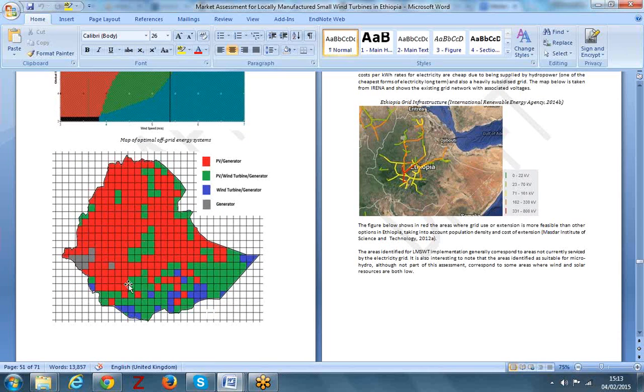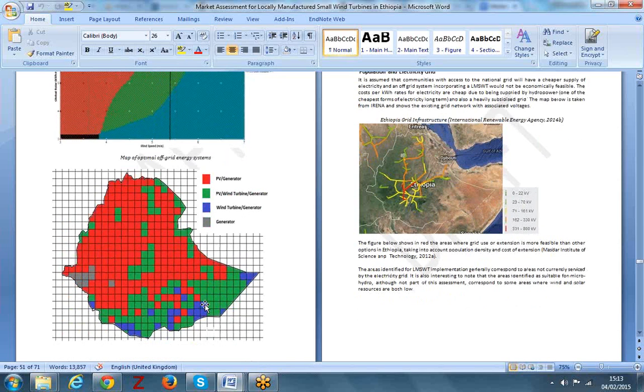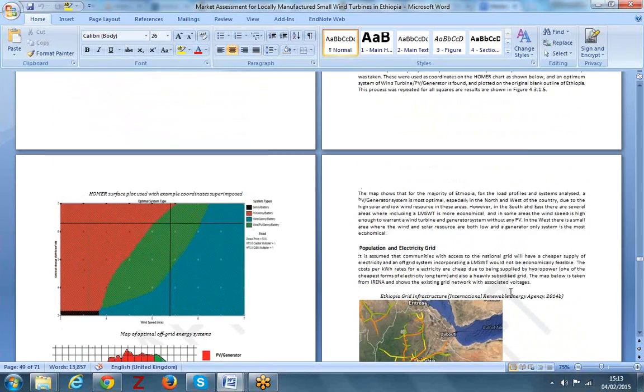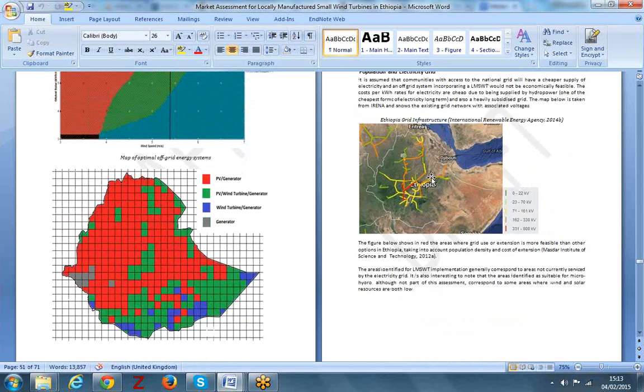And you can see for the majority it's PV, and wind is not suitable. However, in the south and in the east and in a few pockets, the wind is suitable. And that gives a good idea of where in the country we should analyse in more detail what the regions look like, and some other aspects and parameters, such as the electricity grid.